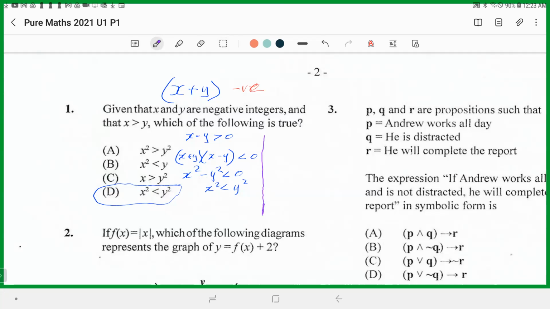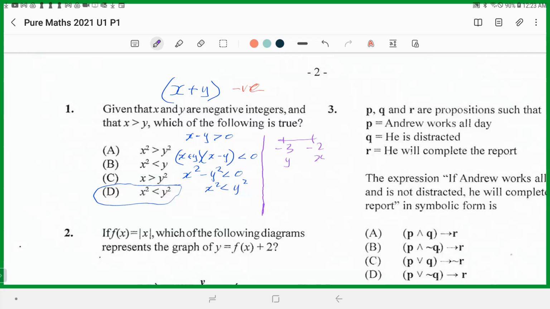Watch this now. How can I work this out again? We can basically just use some values. If x is greater than y, and both of them are negative, it's like I have two negative numbers, -2 and -3. This can be the x, and this can be the y. X is greater than y.